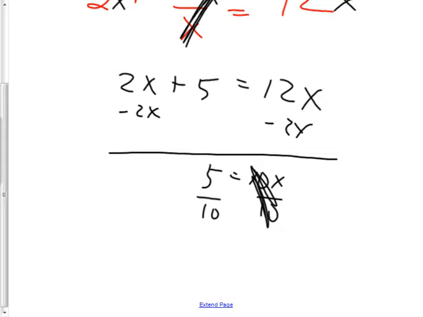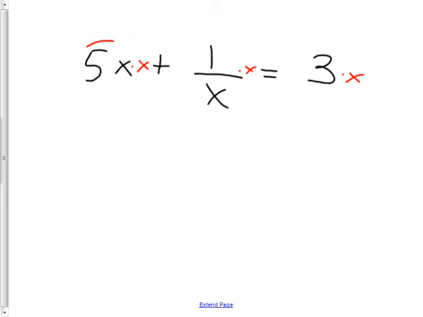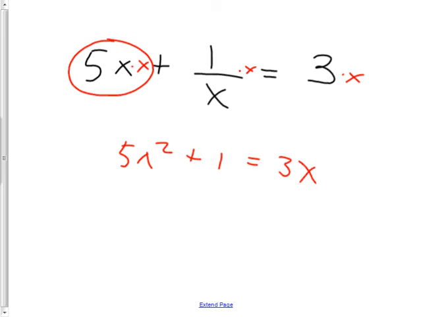Now, it can get a little more complicated, of course. What if you already have an x in there, and then you multiply everything by x? How are you going to multiply by x if there's already an x there? You can do it. Just becomes 5x squared plus 1 equals 3x. And then you'd subtract 3x. Why am I getting everything onto one side? Because this is a quadratic.